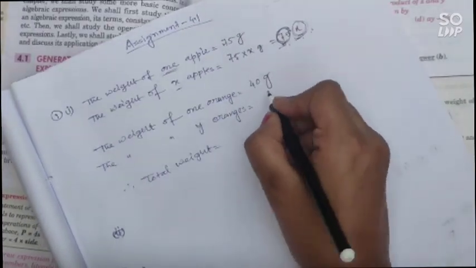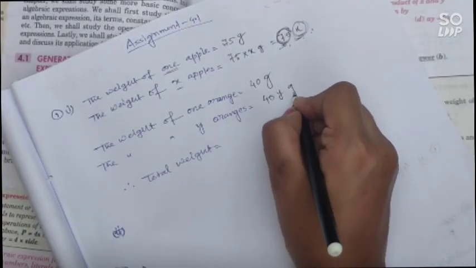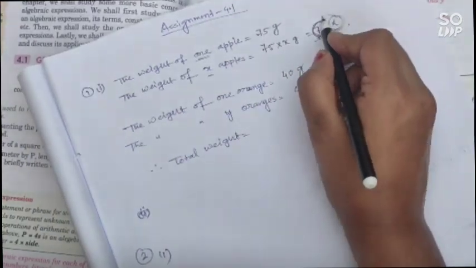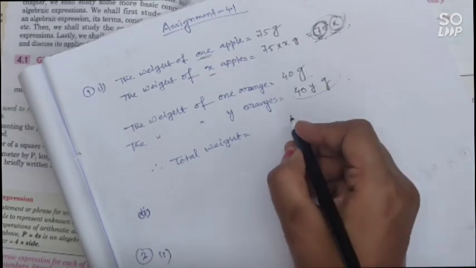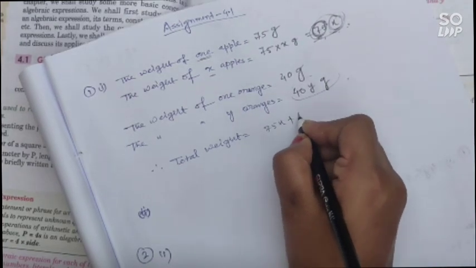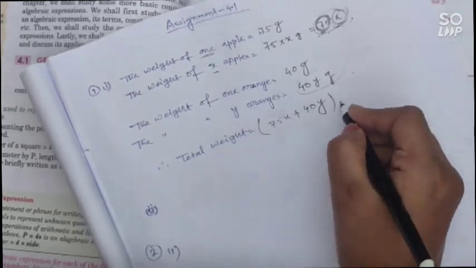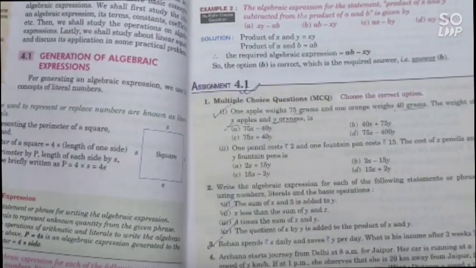Similarly, the weight of one orange is 40 grams. Then the weight of Y oranges will be 40Y grams. Then the total weight of X apples and Y oranges will be, you have to add these two quantities, 75X plus 40Y. Okay, this will be the right answer, 75X plus 40Y.